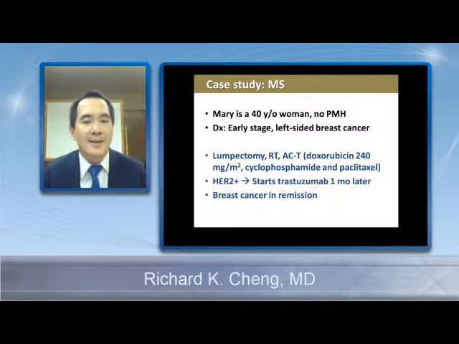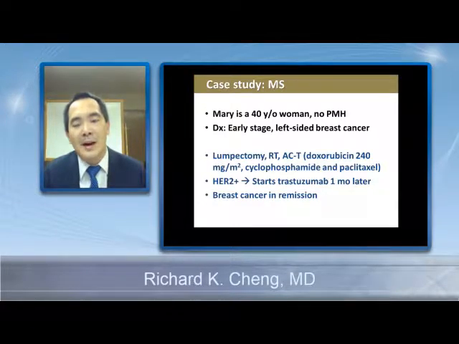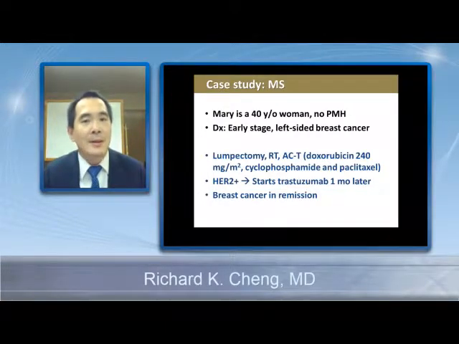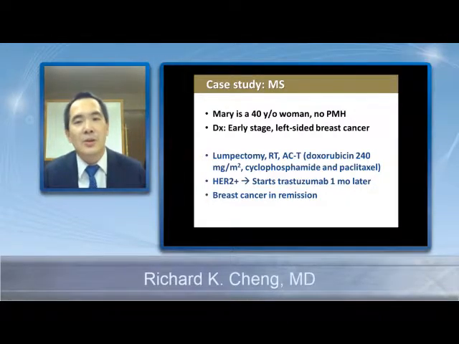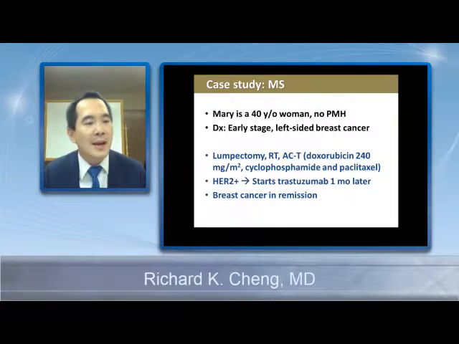She undergoes ACT, which is doxorubicin, cyclophosphamide, and paclitaxel as adjuvant chemotherapy. She receives a total dose of 240 milligrams per meter squared of doxorubicin. Her biomarker is HER2 positive, and she started on trastuzumab about 1 month after she starts the doxorubicin. With this treatment, good news, her breast cancer is in remission. She's happy, she feels great, she goes back to doing her regular activities, and she sees you on a consistent basis, doesn't have any problems.